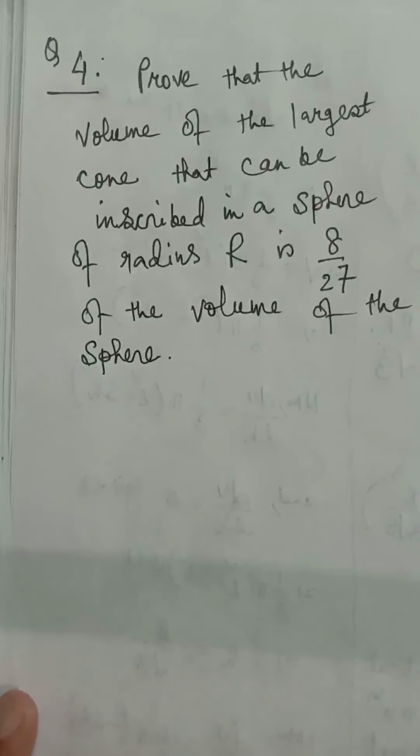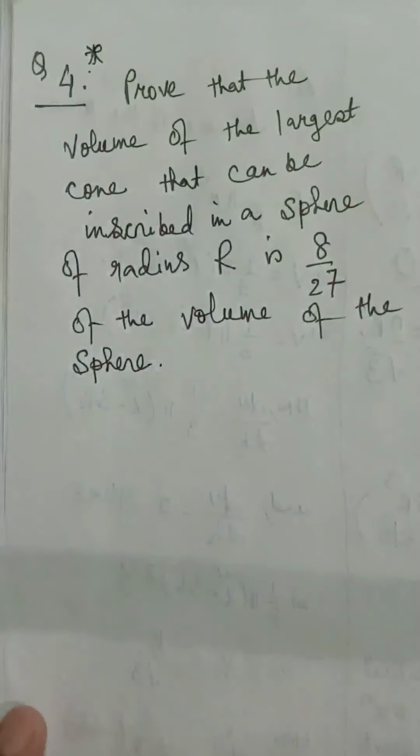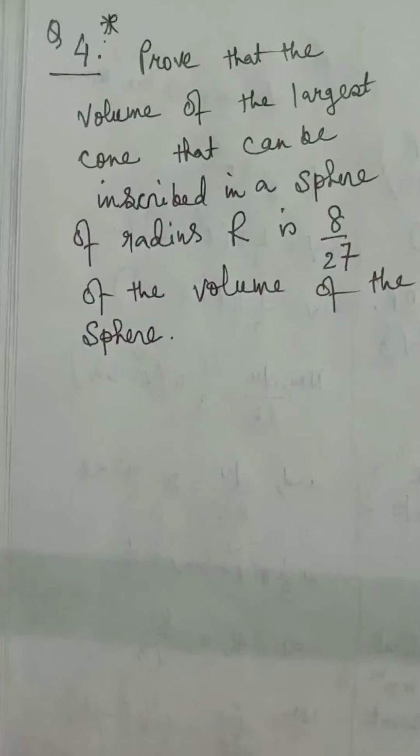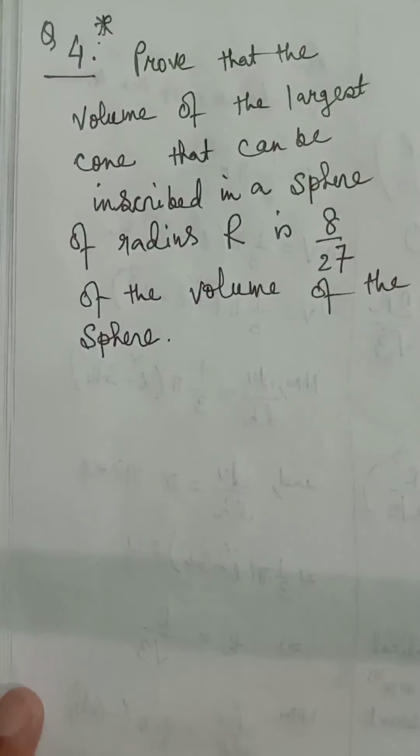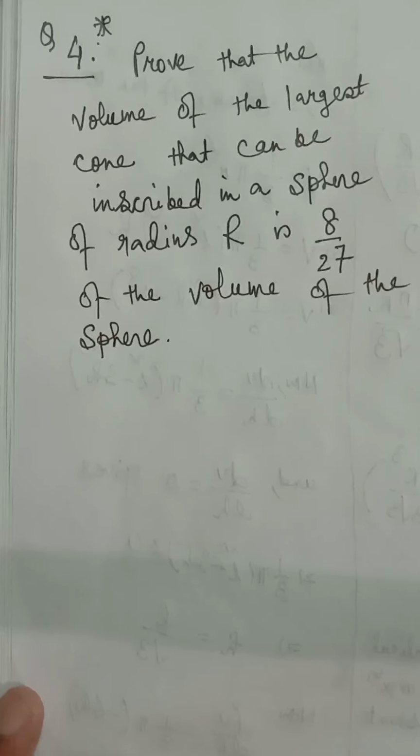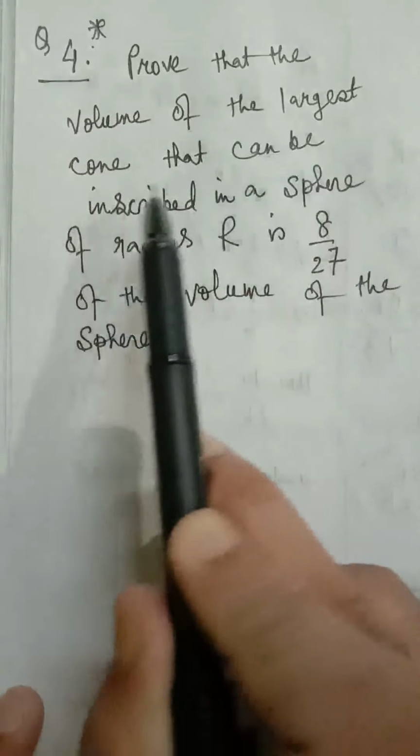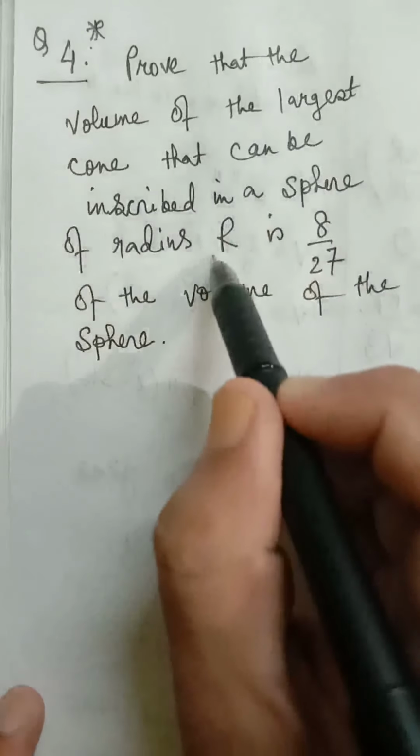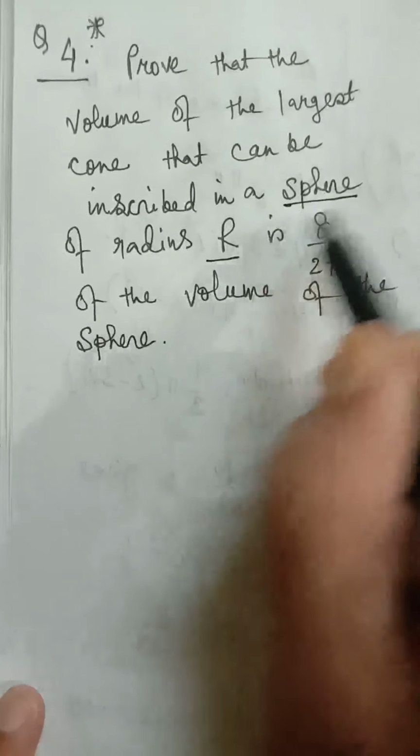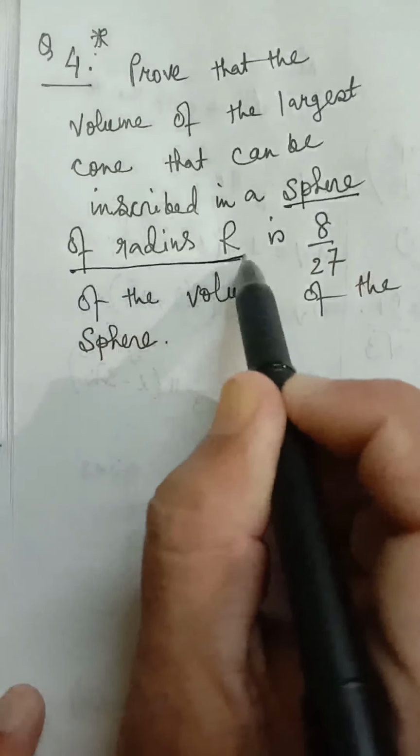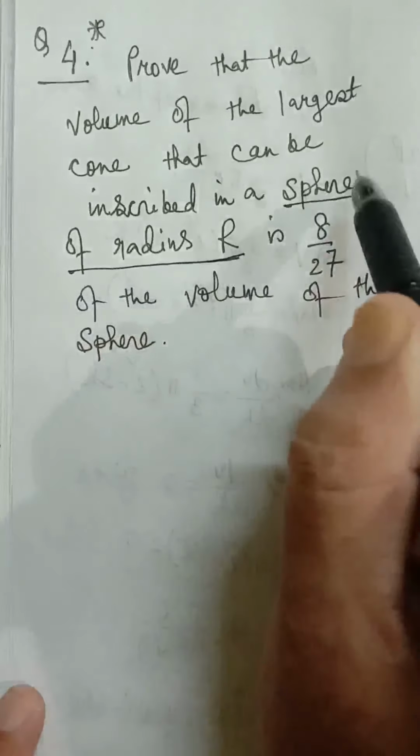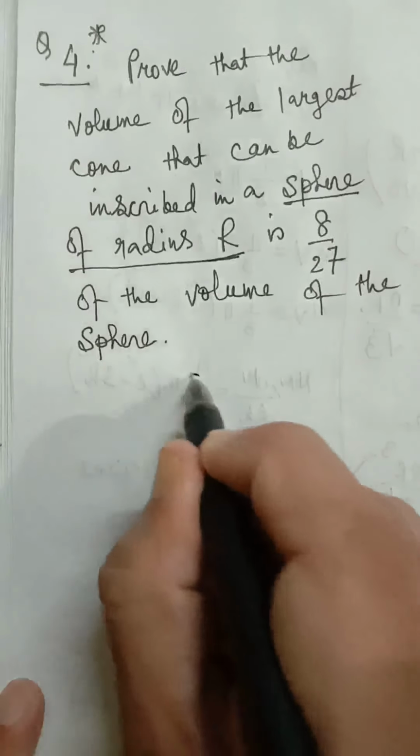Our next question is from the NCERT book. It's a very important question. Prove that the volume of the largest cone that can be inscribed in a sphere of radius r is 8 by 27 of the volume of the sphere. Now, what is given? A sphere is given of radius r, so here r is constant.